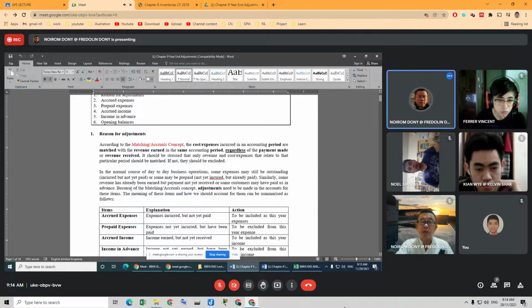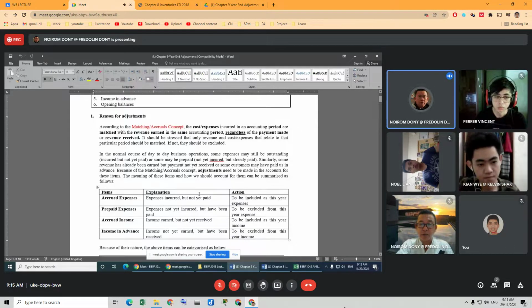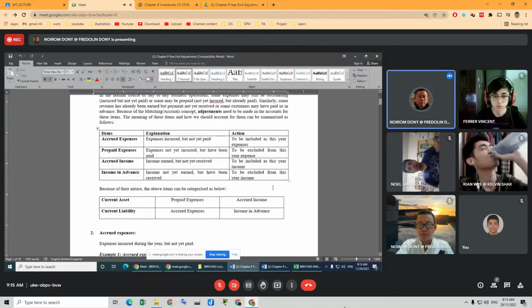So that is the reason. Requirement by the matching and accrual concept. So the business needs to make an adjustment, to only include expenses as they are incurred and revenue as it is earned. And the revenue that is earned will be matched against the expenses that have already been incurred. Okay, the meaning of these items and how we should account for them can be summarized as follows. So this is the summary.